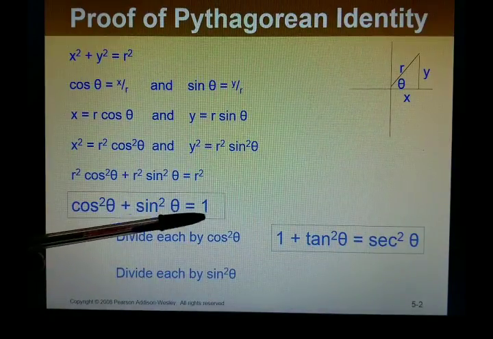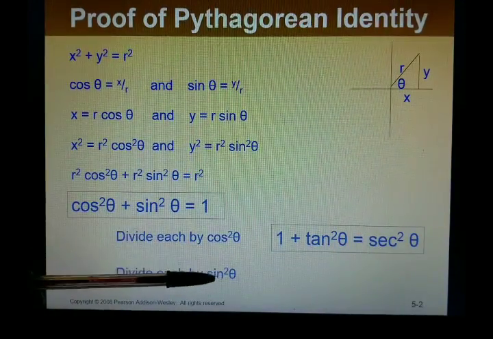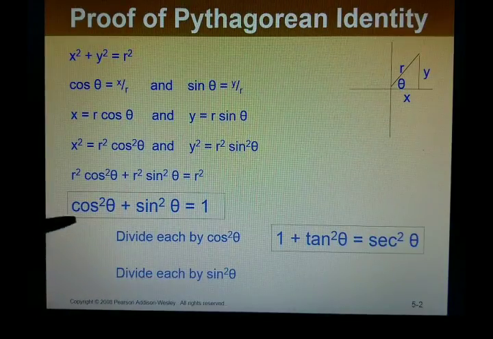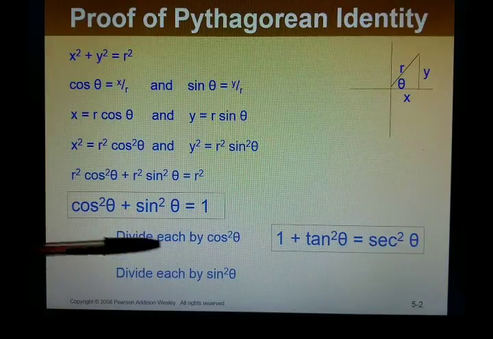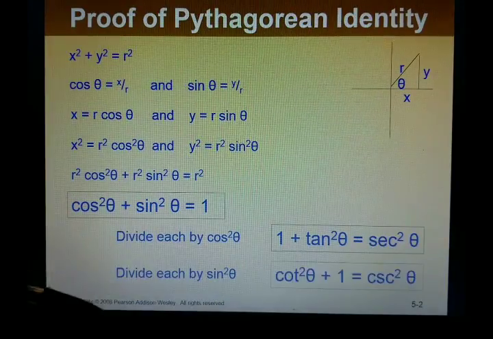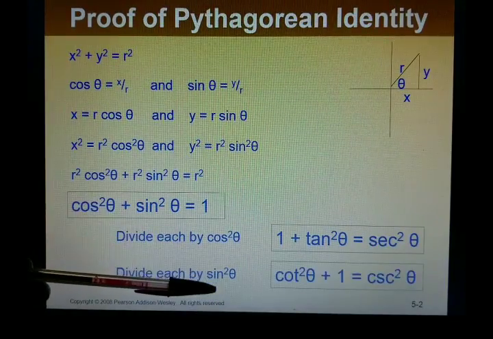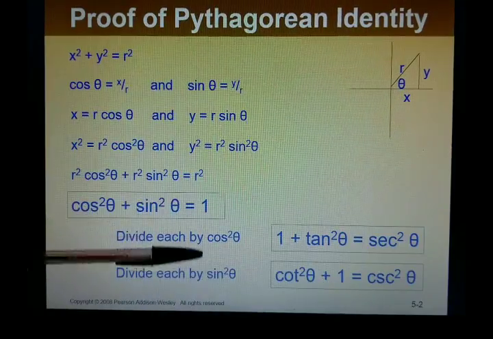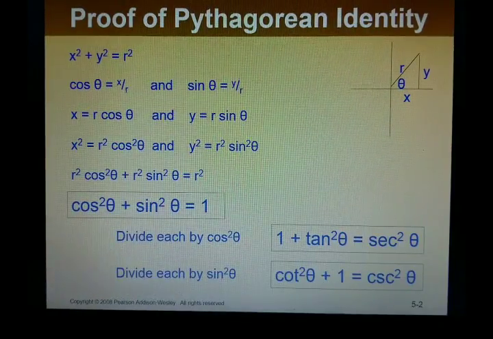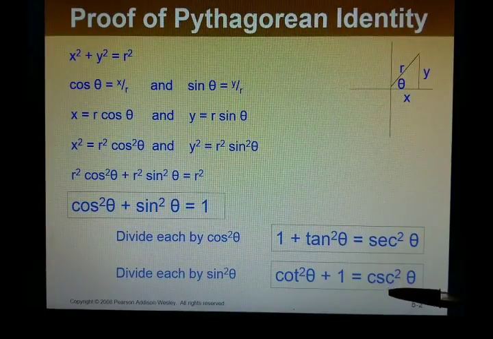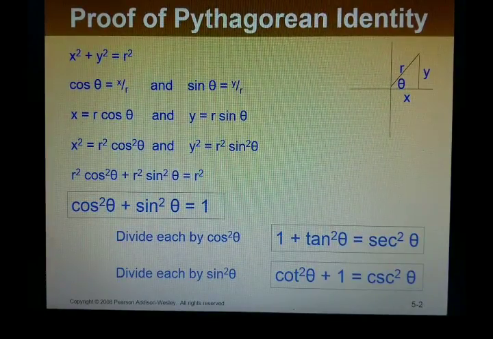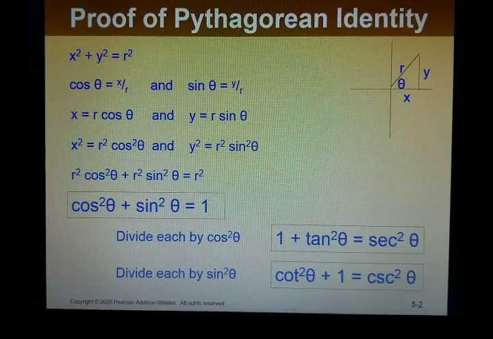Instead of dividing all three of those by the cosine squared, this time if I divide by sine squared, cosine over sine is equivalent to cotangent. So cosine squared over sine squared is cotangent squared. Sine squared divided by sine squared is 1. 1 over sine is the reciprocal, the cosecant, and that's where I got the cosecant squared of theta there. And again, all three of those in those boxes are on your Quizlet.